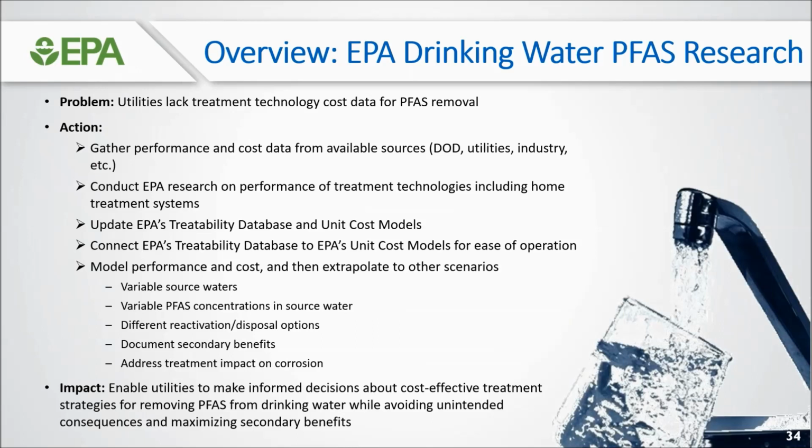So we're a little bit short on time, but this is the series of what EPA is working on. A lot of the issues I've discussed above previously for PFAS, looking really closely at variable influent PFAS concentrations, variable source waters, looking at reactivation of carbon and disposal options for both carbon and resins, and documenting secondary effects. So we're hoping we can be a value added with regard to choices toward PFAS removal for drinking water plants.